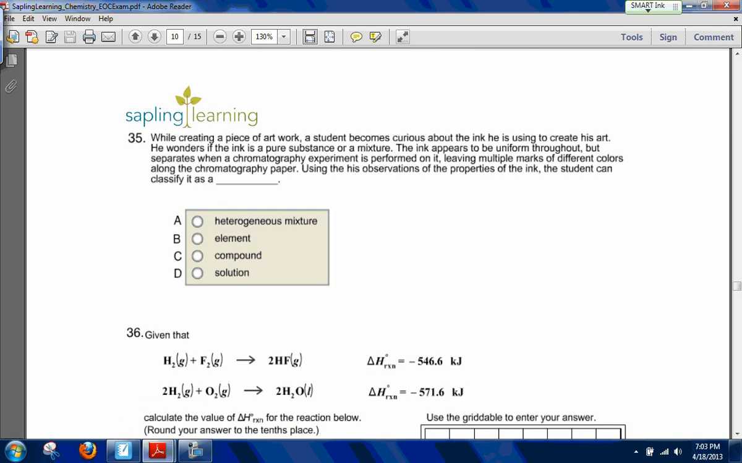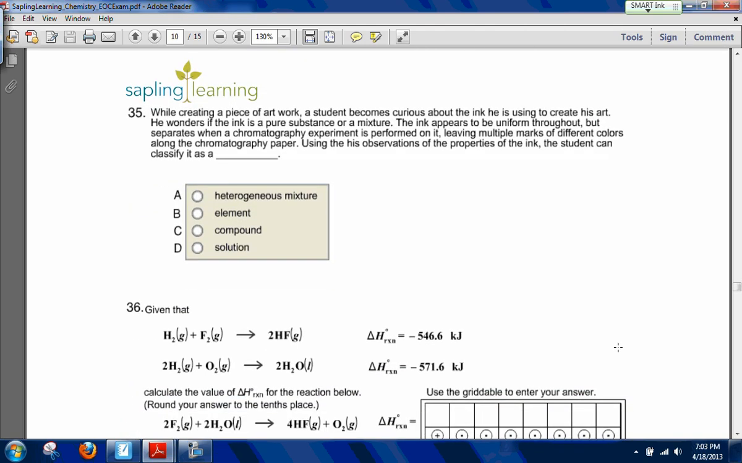It says, while creating a piece of artwork, a student becomes curious about the ink he's using to create his art. He wonders if the ink is a pure substance or a mixture. The ink appears to be uniform throughout, but separates when a chromatography experiment is performed on it, leaving multiple marks of different colors along the chromatography paper. Using his observations of the properties of the ink, the student can classify it as, okay, a heterogeneous mixture would be something that throughout you would see different pieces. If you're using ink, ink looks the same everywhere it is. Not going to be different.